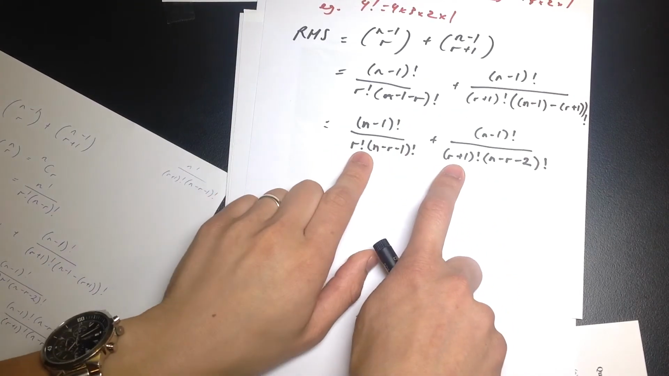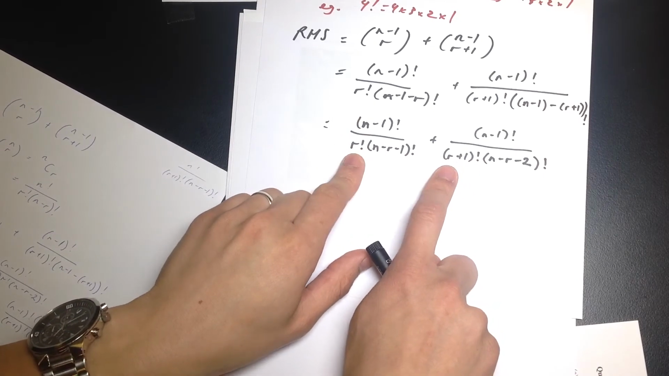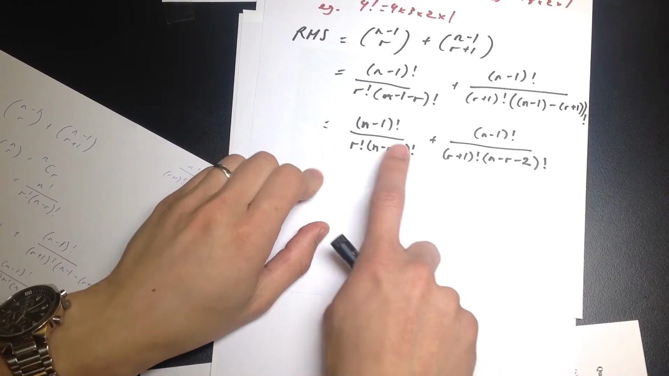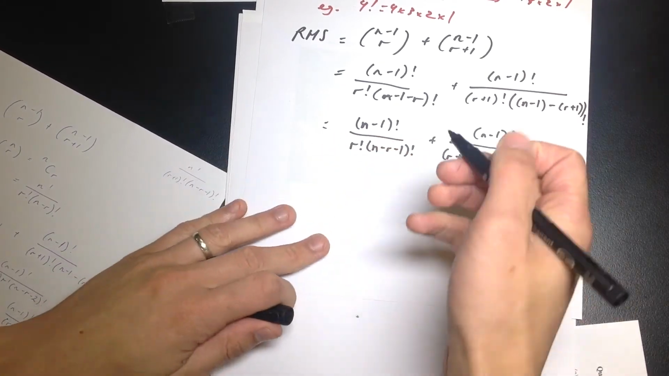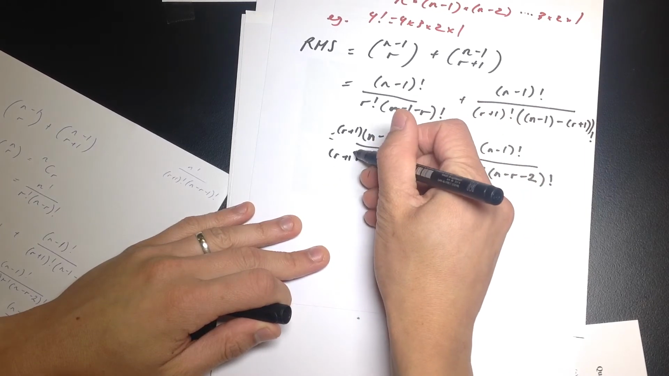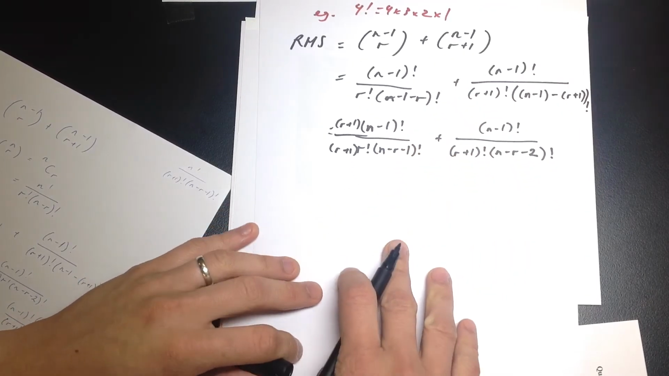Well, have a look at this. How do I change these two, or which one do I change in order to have the same denominator? Well, if I multiply this fraction here by r plus 1 on the top and r plus 1 on the bottom, see what I'm doing there?